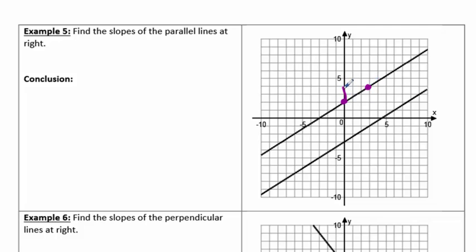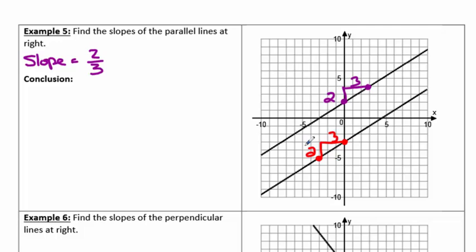So I count the rise and the run. The rise is 2 and the run is 3. So the slope of the first one is 2/3. Now let's find the slope of the next one. Let's look for an ordered pair. Looks like we have one right here at 0, -3, and another one right here at 3, -5. If I look at my rise, my rise is 2 and my run is 3.